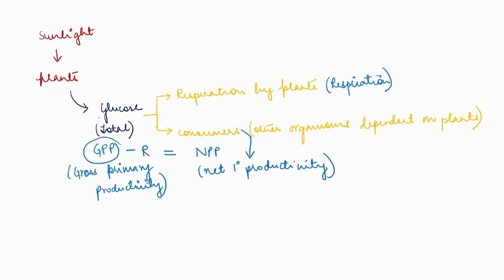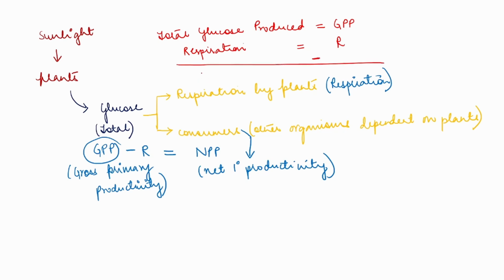Clear? So total glucose which is formed, we call the primary productivity. Here the total glucose produced, we call the GPP, right? And the energy utilized by plants for respiration, we define it with R. Now if you subtract that, what is available is net primary productivity, and that is GPP minus R. And this net primary productivity is what is available to consumers. Clear, everyone? Yes, this is the primary production and secondary production.